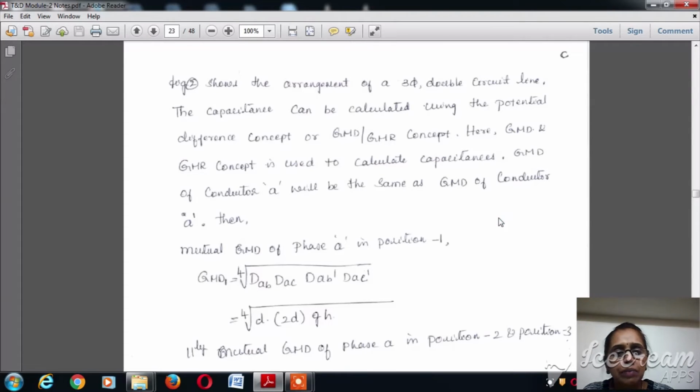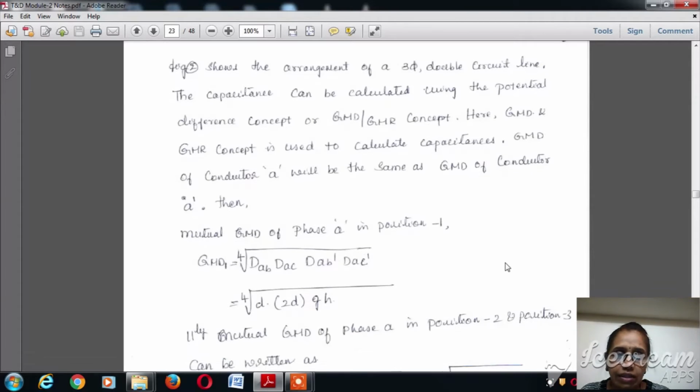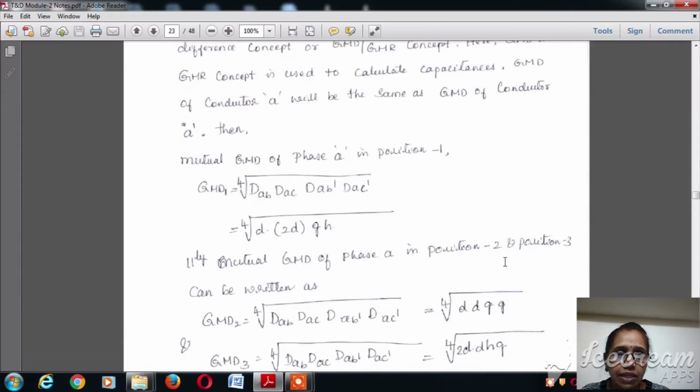So we can consider the GMD or GMR approach to calculate the capacitance, and here we are going to consider the GMD and GMR concept to calculate the capacitance values. So the GMD of the conductor A will be the same as the GMD of the conductor A dash. Then the mutual GMD of the phase A in position 1, GMD1, is equal to the 4th root of DAB, DAC, DAB dash, DAC dash.